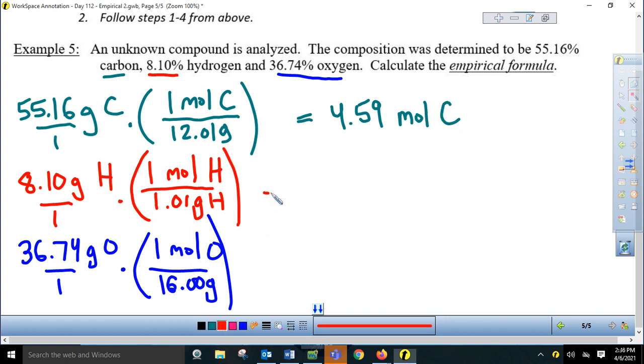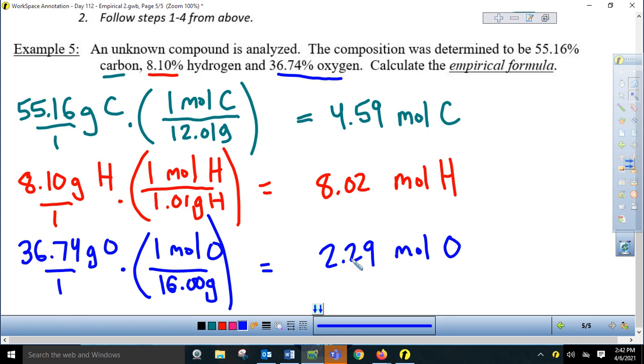Let's take a look at hydrogen. 8.1 divided by 1.01. That's equal to about 8.02. Get ahead of myself here. That's equal to about 8.02 moles of hydrogen. And then how much oxygen do we have here? Well, 36.74 grams divided by 16. That is equal to about 2.29 moles of oxygen.